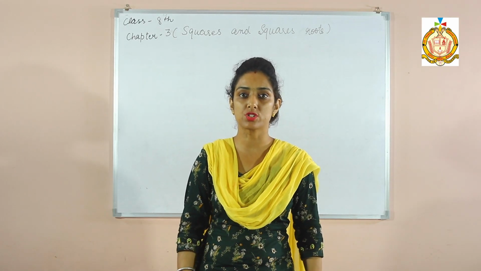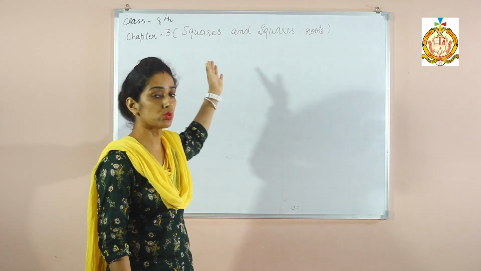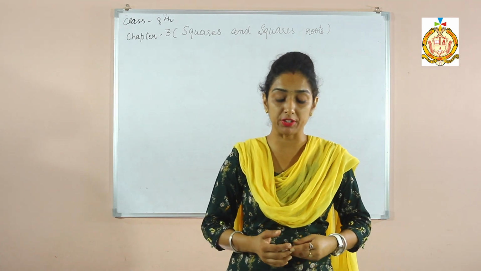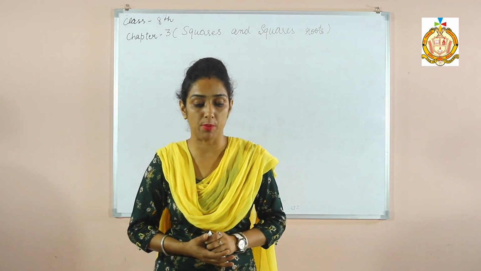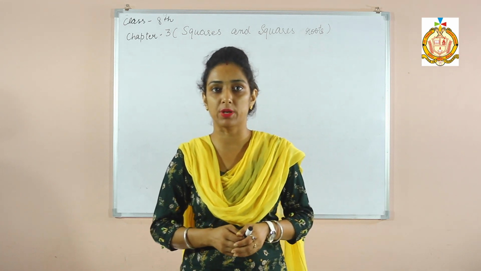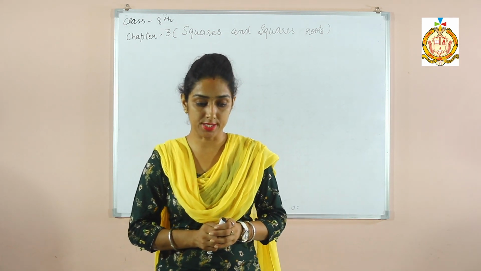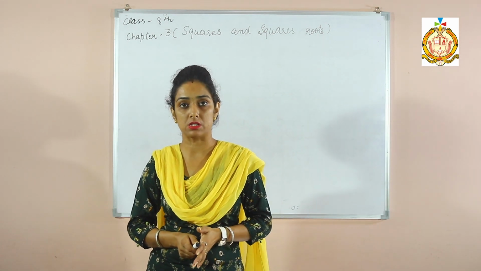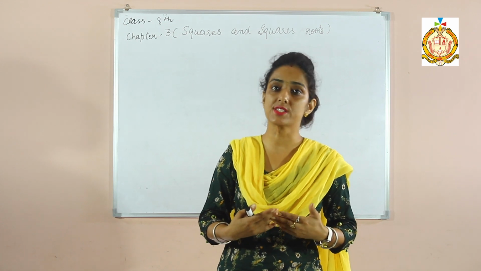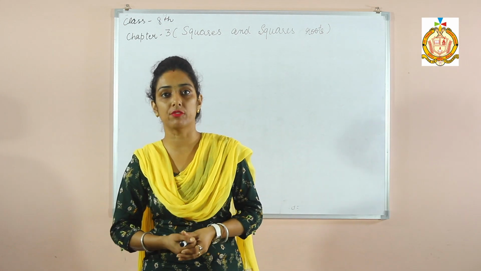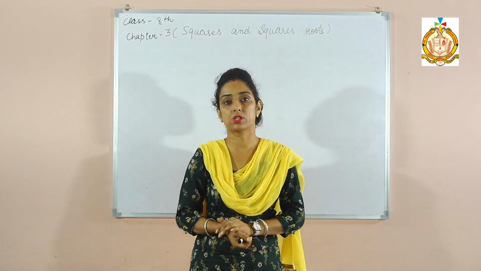Today we are going to start chapter number 3, squares and square roots. Students, in the previous classes we have studied the square of a number, which is obtained by multiplying the number by itself. In this class we are going to discuss how to find square roots. Before starting the topic, I will tell you some facts related to square roots.